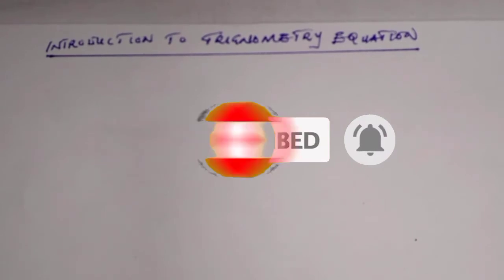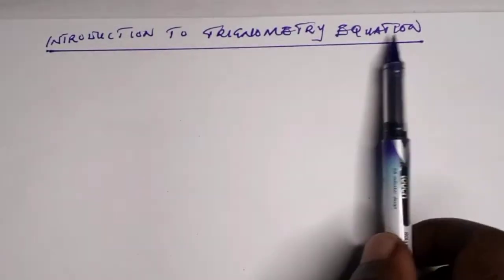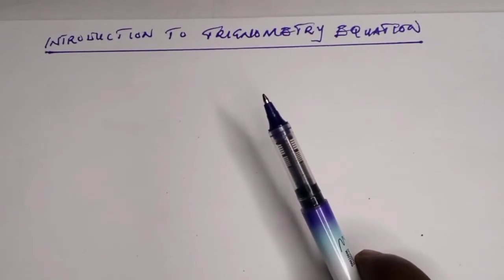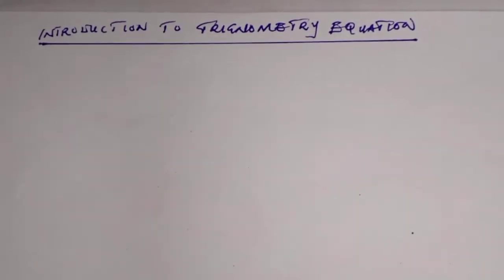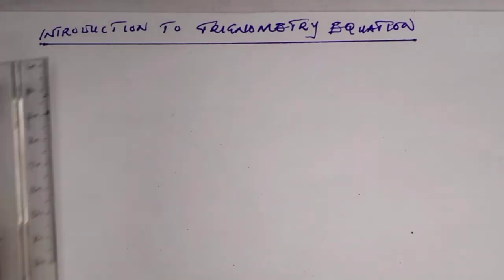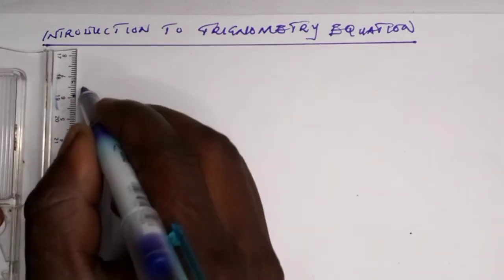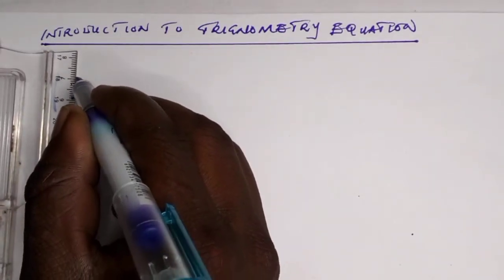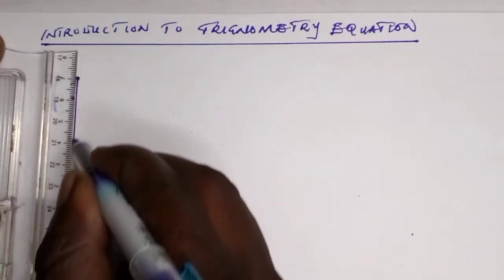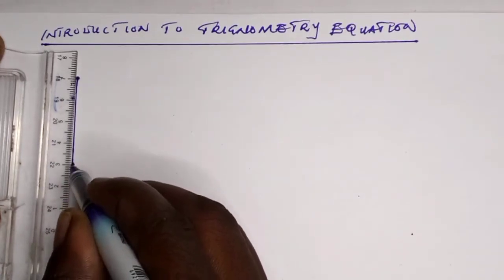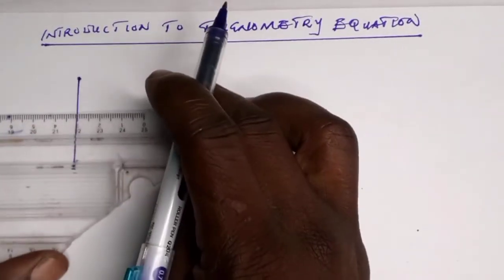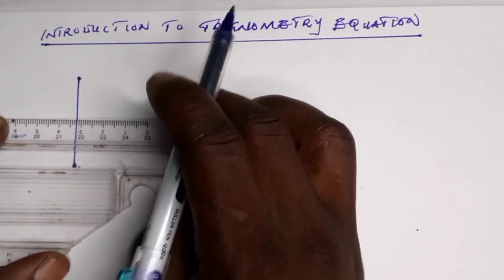Today's lesson we are looking at introduction to trigonometric equations. First of all, in trigonometric equations there are some principles which you should follow, which are the quadrants. I guess you have all come across quadrants. So quadrants are like this one.